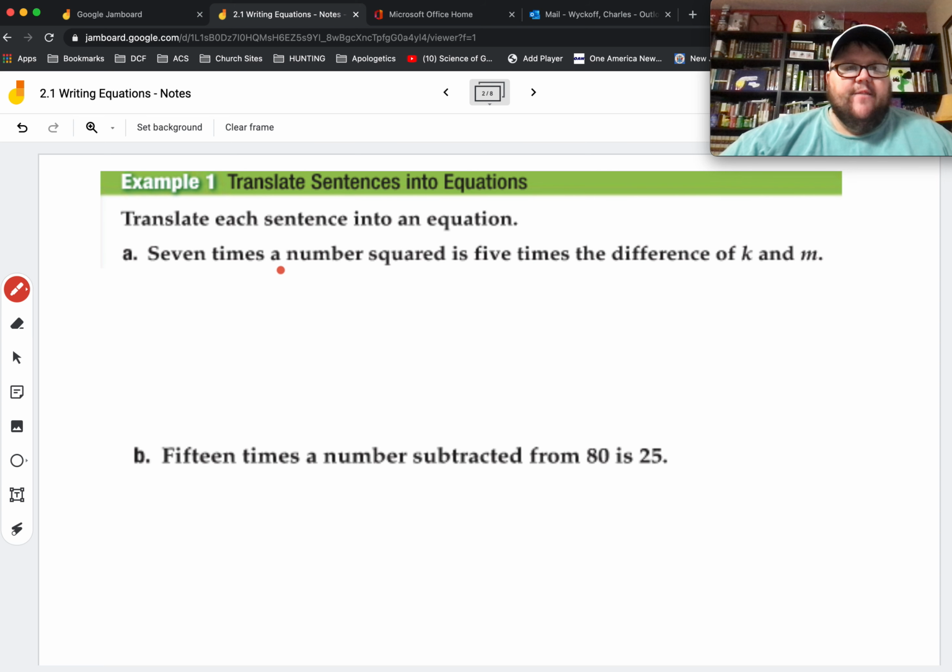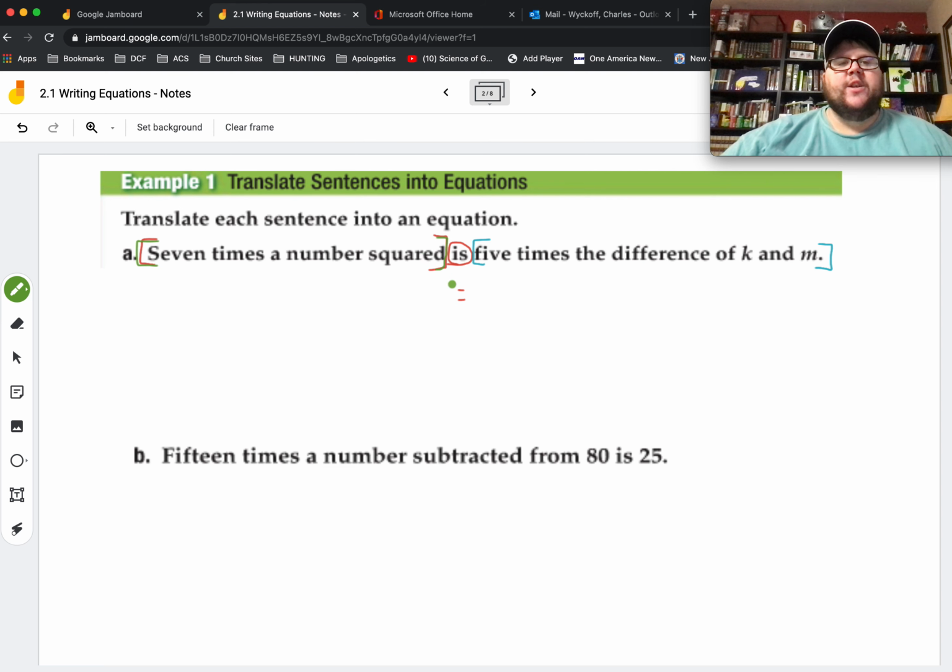So, 7 times a number squared is 5 times the difference of K and M. What I like to do is circle the is. That is our equal sign right there. Equals, right? So now we have our left side and our right side. So let's look at our left side. We'll do that in green.